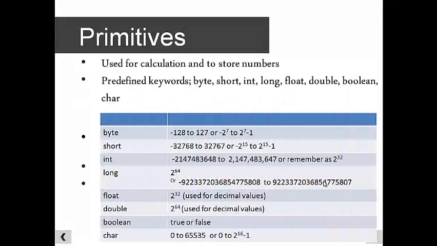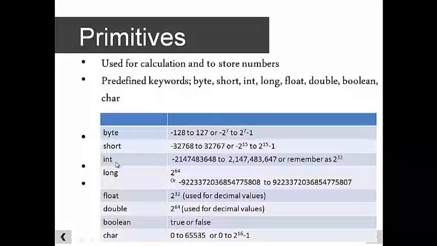So what are primitives? They're basically used for calculation and to store numbers. This is very basic Java. If you want to store numbers, which I'm sure you will at some point when you start writing Java code, you will use primitives. If you want to store characters like A, B, or Chinese, Hindi, or Tamil characters, you would use the primitive char. Or if you want just an on and off, like a true or false value, then you would use boolean.